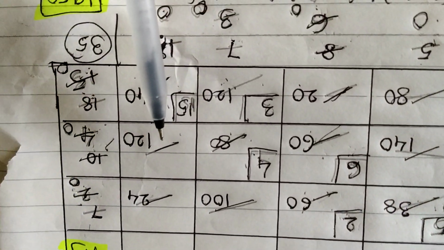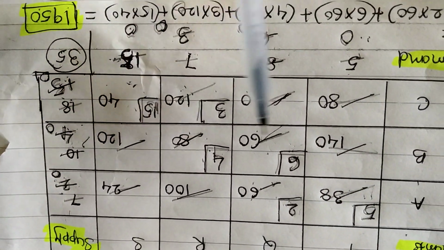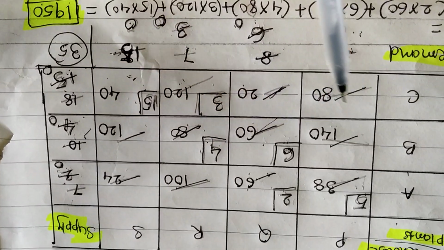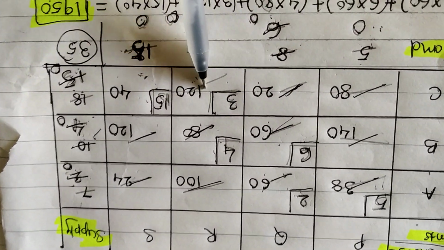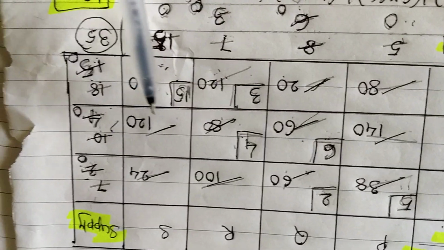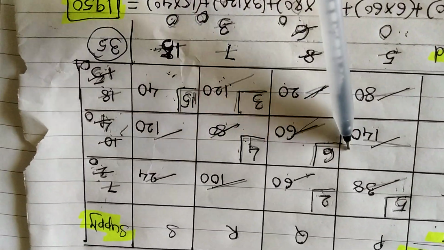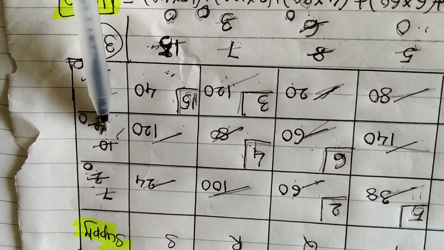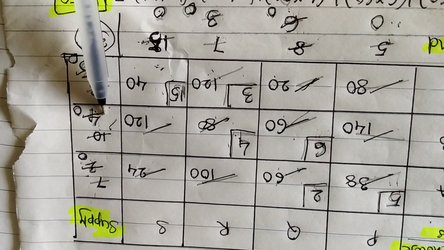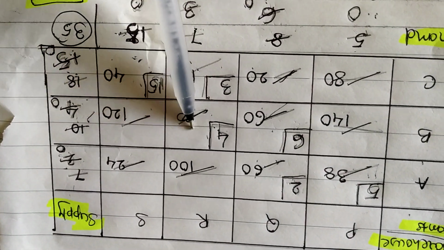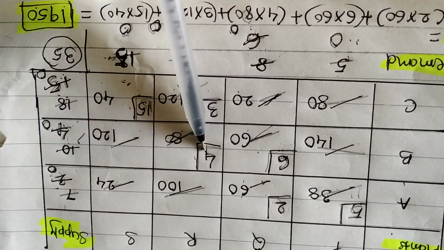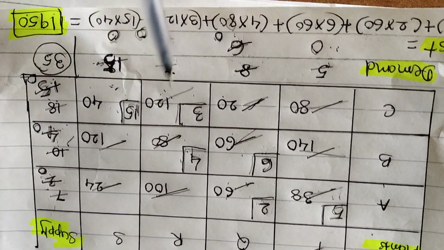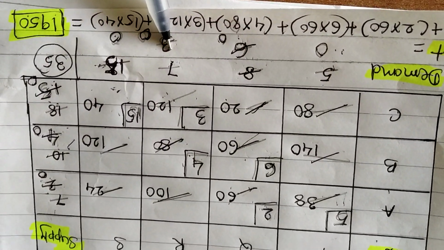What is the remaining value? Here you see 10 minus 6 is equal to 4, so the remaining value is 4. First of all you take 4 here. Then 7 minus 4 leaves 3.